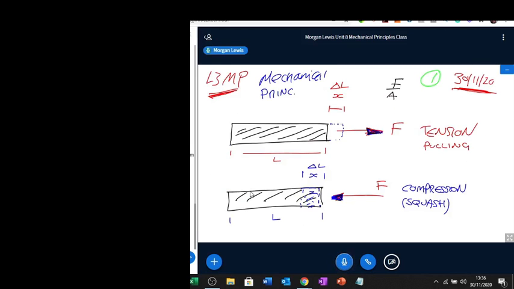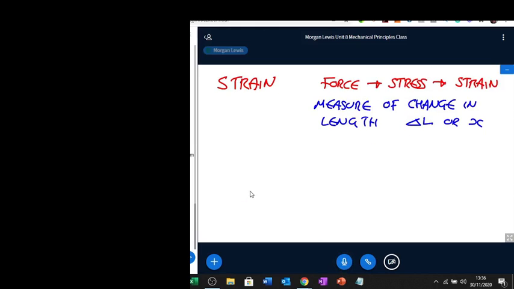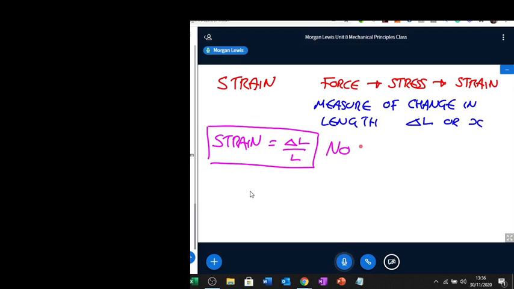This thing here, or this thing. For now, it makes no difference if it's squashing it or pulling it apart. It's the same thing. Next year we talk about it, because one's going one way, one's going the other, so one's positive and one's negative, but for now we'll just keep it the same. So strain, if anybody can remember, the formula for strain was change in length over original length. Another formula you could write down. No units. So length over length.